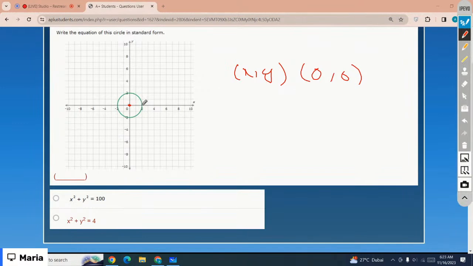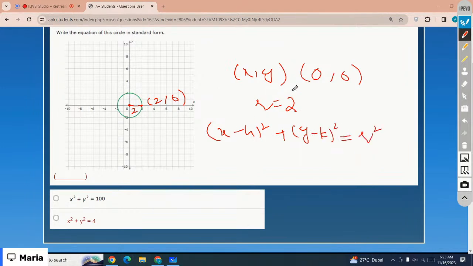Then you have to calculate the radius. It's 2 and 0, right? So that means the distance from here to here is 2. So the radius of the circle is 2, right? And the equation of the circle in standard form is x minus h whole square plus y minus k whole square, and that equals r square, right? This is h and k. The center of the circle is h and k. So they both are 0, 0.